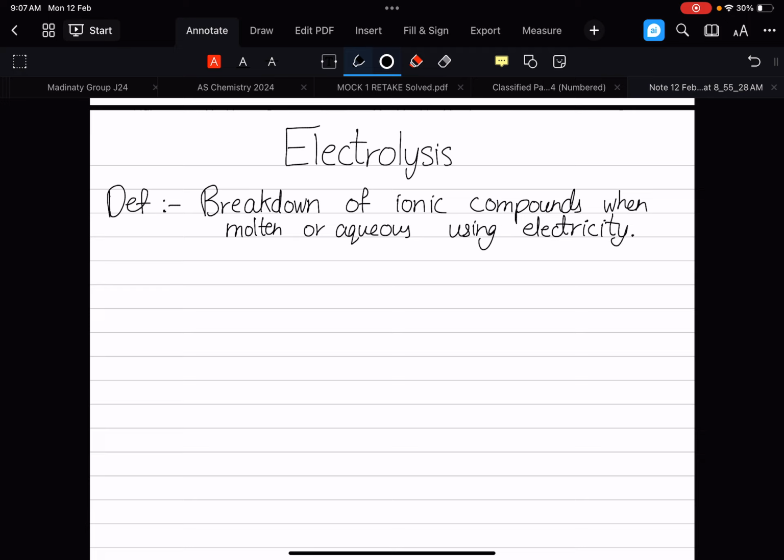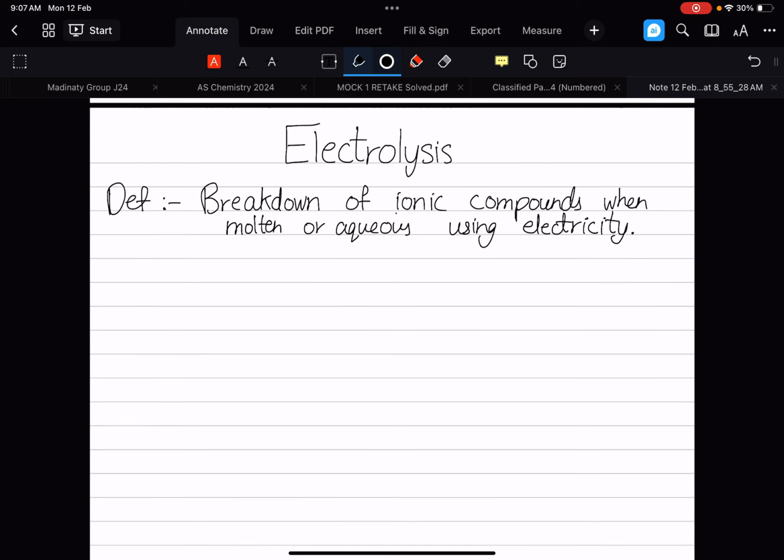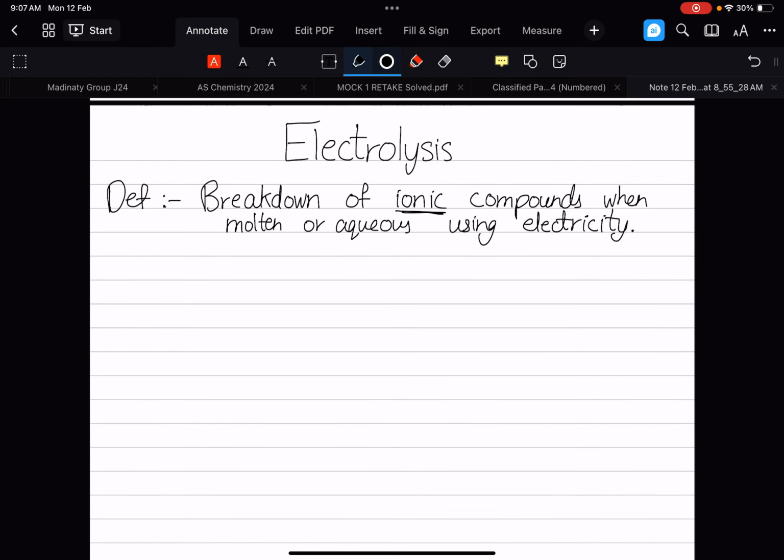Okay, so we should take care that it's the breakdown of an ionic compound and it should be either molten or aqueous. Why should it be molten or aqueous? Because we know that ionic compounds only conduct electricity when they are in the liquid state, molten or aqueous, so that the ions are free to move and be able to carry the charge.